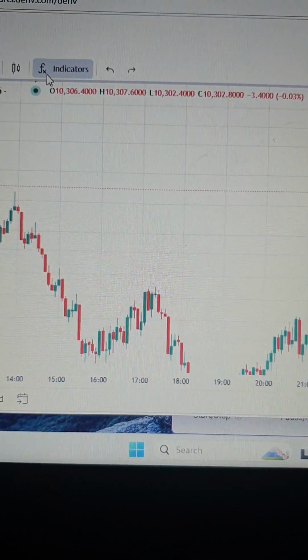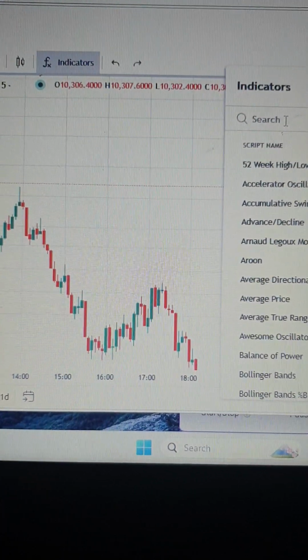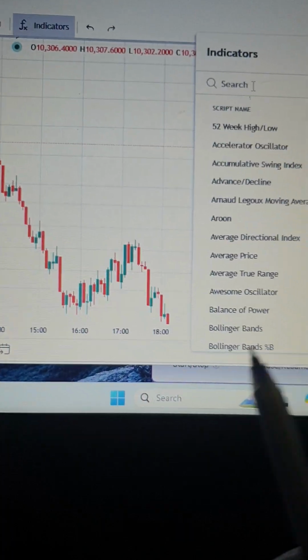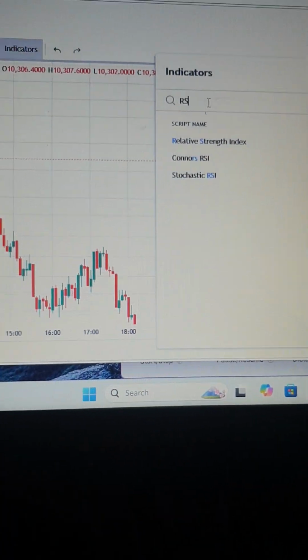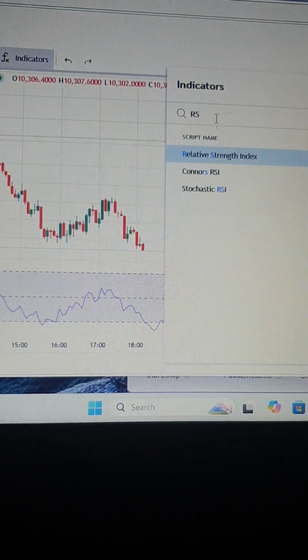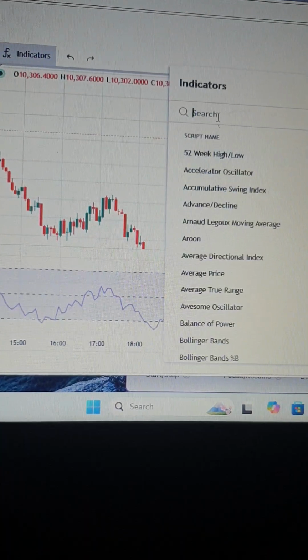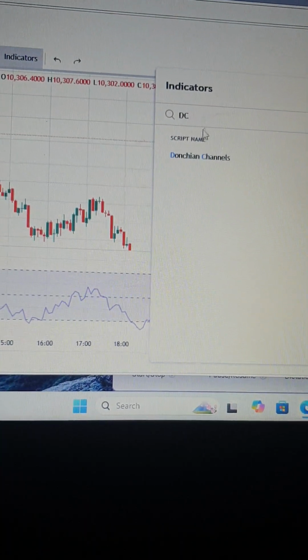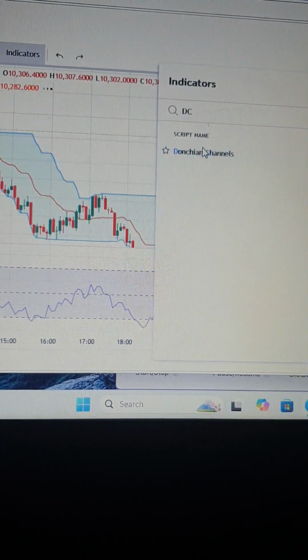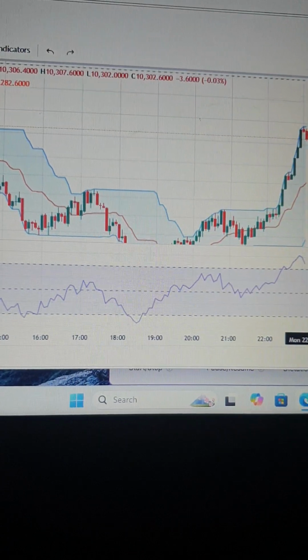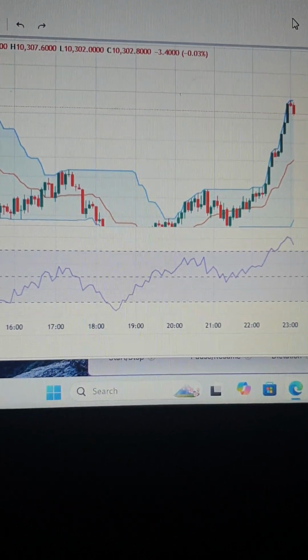Then we have indicators. The only indicators you're supposed to be using are two: the RSI and the Donchian Channels. So you have the DC, where you add the Donchian Channels. So you have two indicators that you're going to be using to analyze this market.